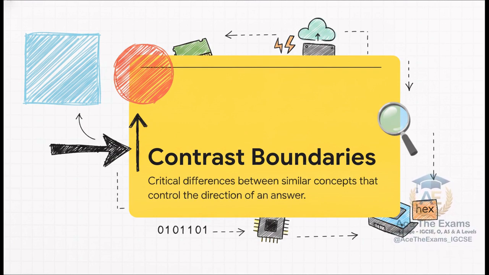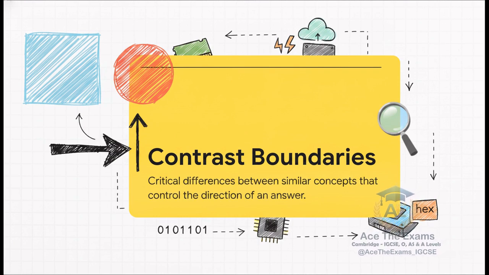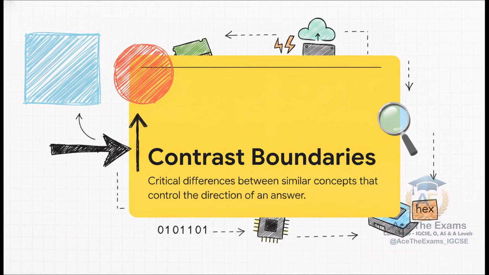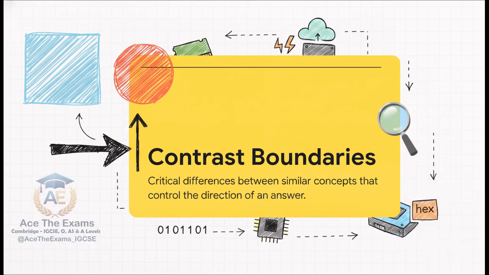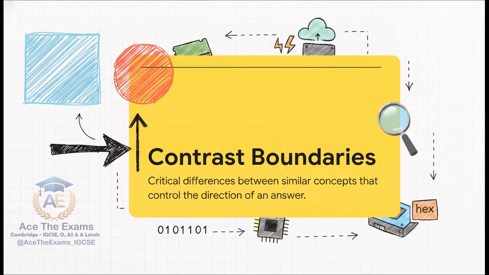In the context of hexadecimal, the most vital contrast boundary you must know is the one between hexadecimal and binary. Binary is the physical reality of the computer. It's the actual electrical states being processed by the CPU hardware. Hexadecimal is purely a conceptual abstraction designed for the human interface. If you ever write in an exam, the computer processes hexadecimal instructions, you have violently crossed a contrast boundary in the wrong direction, and you will lose the mark instantly. The examiner is actively hunting to see if you actually know where one digital concept ends and another begins.